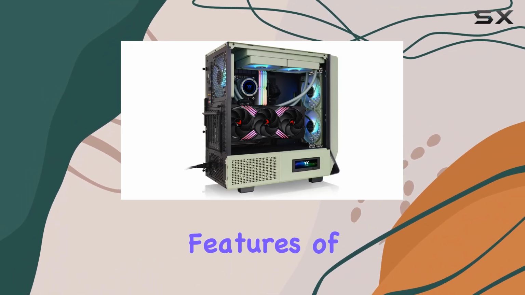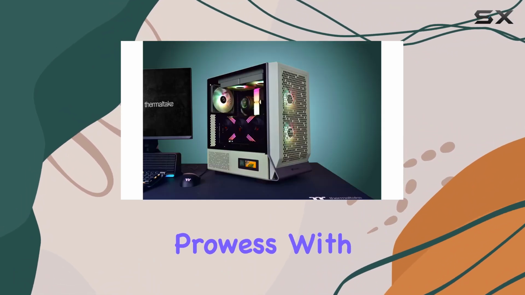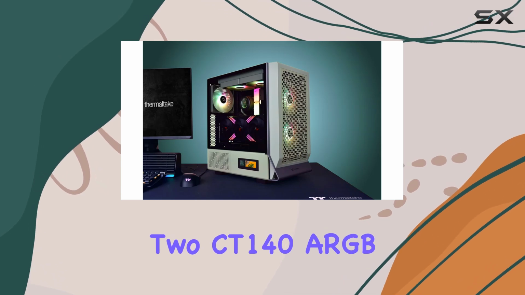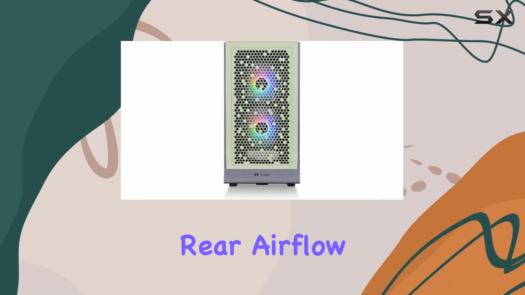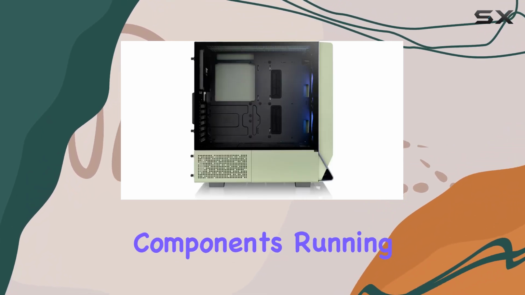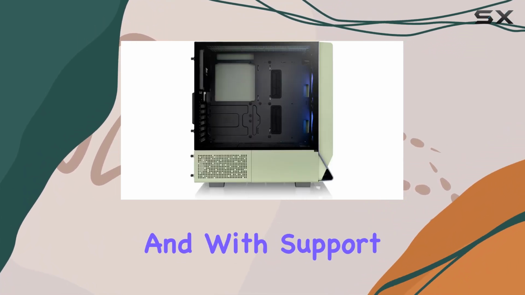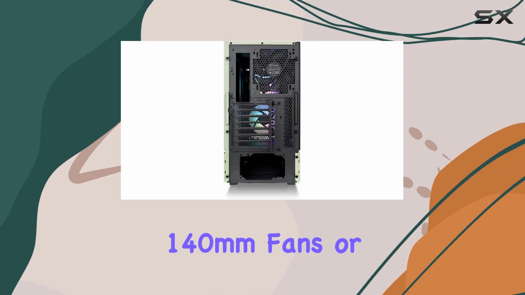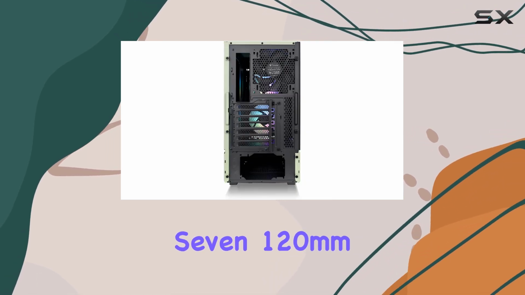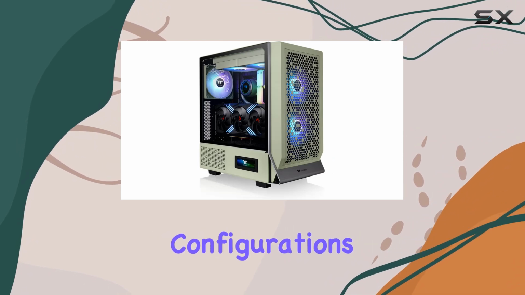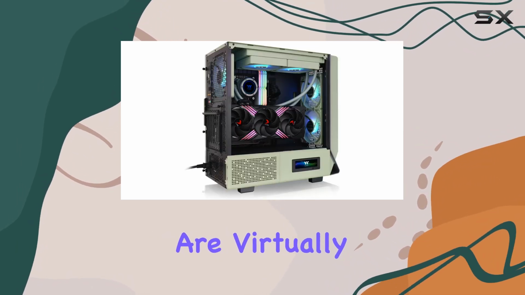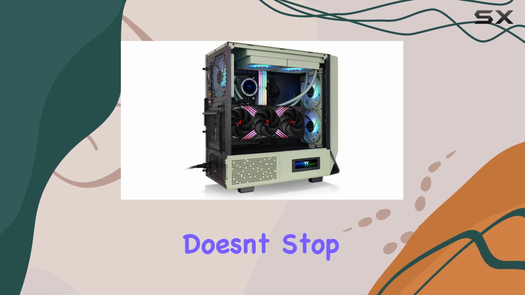One of the standout features of this chassis is its cooling prowess. With two CT140 ARGB Sync PC cooling fans pre-installed at the front and one at the rear, airflow is optimized to keep your components running at optimal temperatures. And with support for up to 5 140mm fans or 7 120mm fans, along with multiple radiator configurations, the cooling possibilities are virtually endless. But the goodness doesn't stop there.